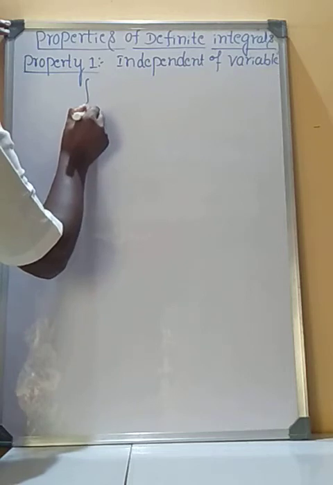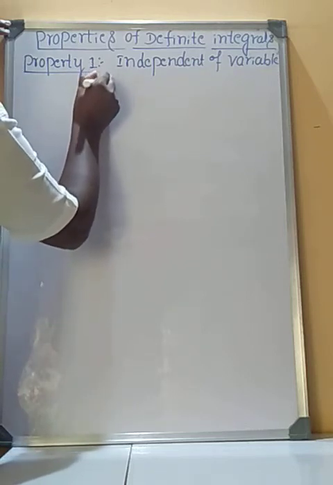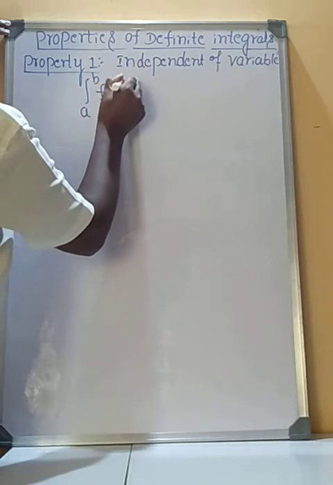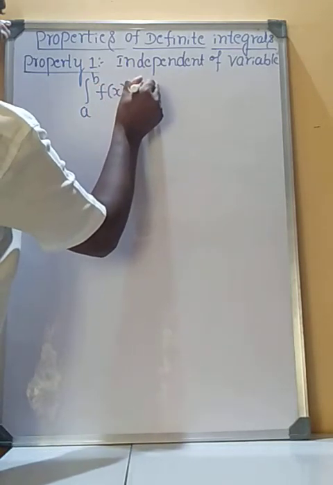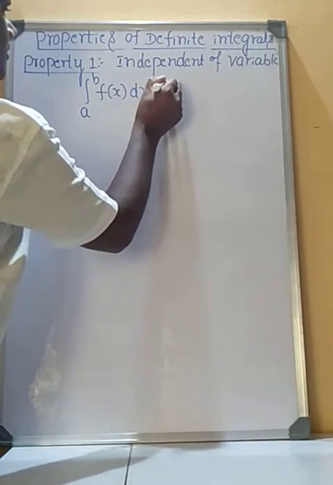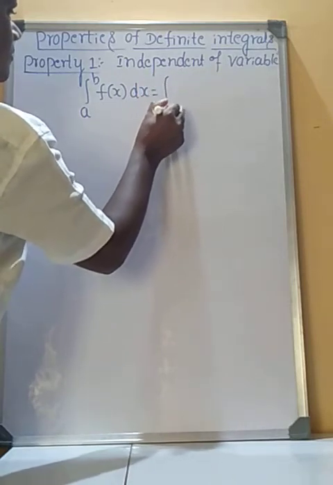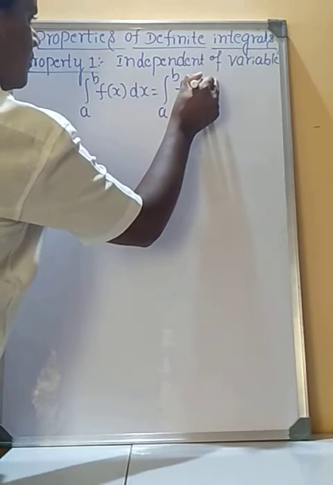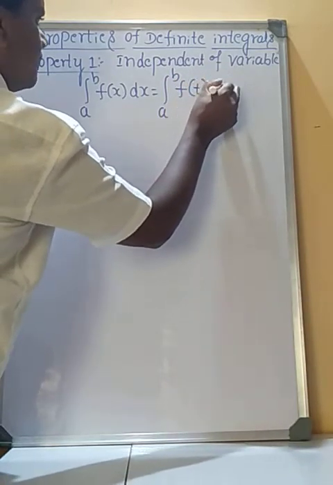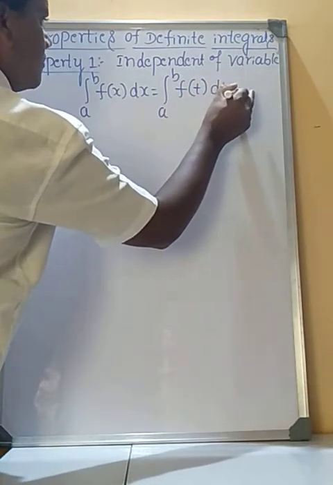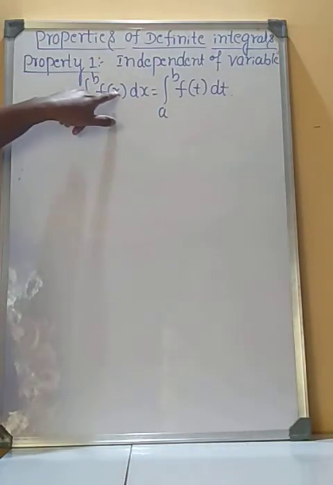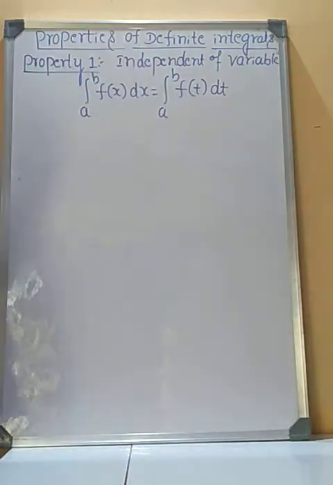Independent of variable, that is, integral a to b f of x dx equals integral a to b f of t dt. So independent of variable, x variable here, t variable.